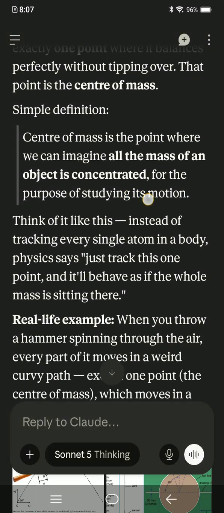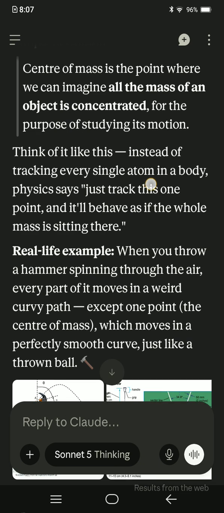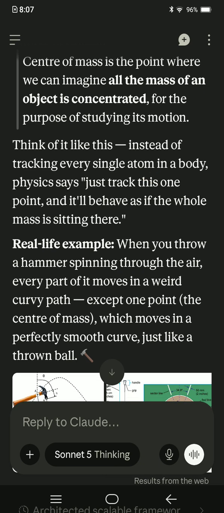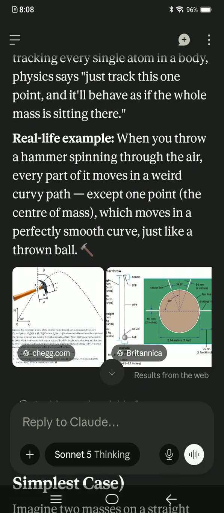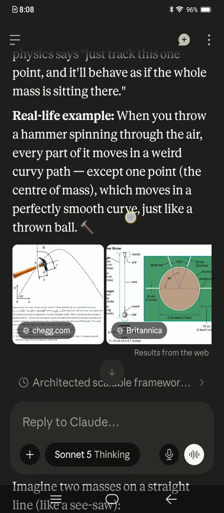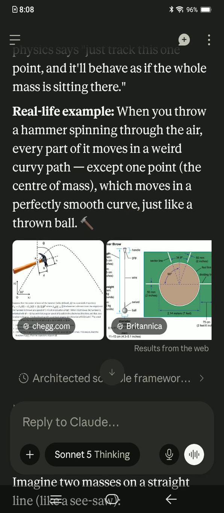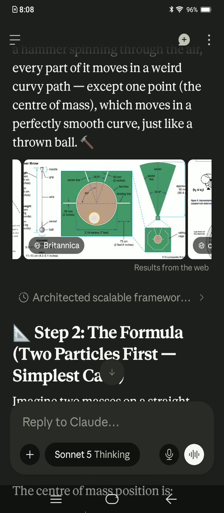Simple definition: center of mass is the point where we can imagine all the mass of an object is concentrated for the purpose of studying its motion. Instead of tracking every single atom in a body, physics says just track this one point and it will behave as if the whole mass is sitting there. Real life example: when you throw a hammer spinning through the air, every part of it moves in a weird curvy path except one point, the center of mass, which moves in a perfectly smooth curve just like a thrown ball.